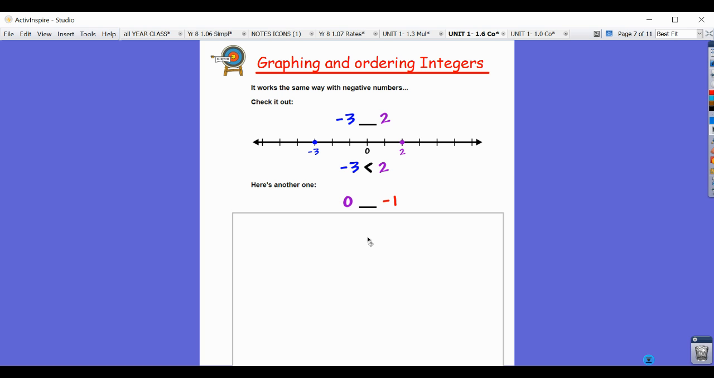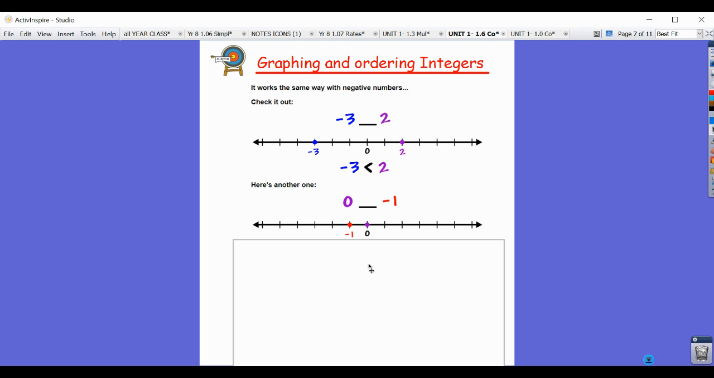What about 0 and negative 1? Well, 0 is going to be right at the center. Negative 1 is going to be on the left. So 0 is going to be what? Greater than negative 1. Okay? This is your starting point. Or negative 1 is less than 0.